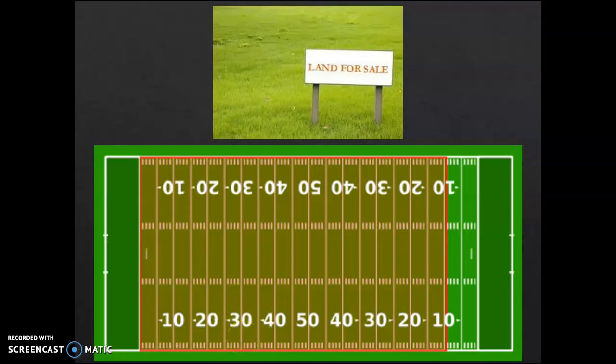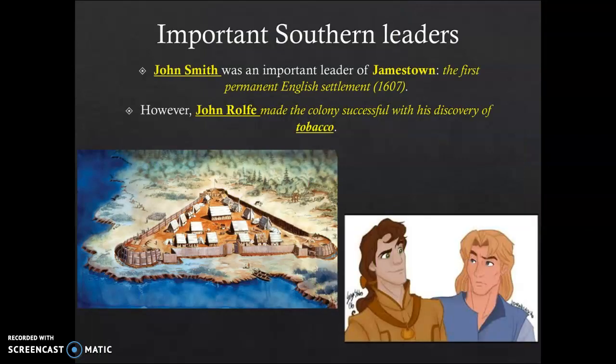So 50 of those, you get that much land, you make money for the crown, etc. Some important Southern leaders. You've got John Smith. He was an important leader of Jamestown, the first permanent English settlement, established in 1607. John Rolfe is probably the bigger name.